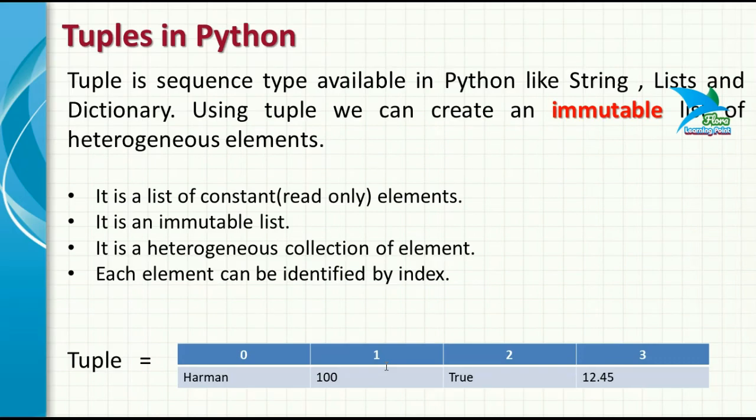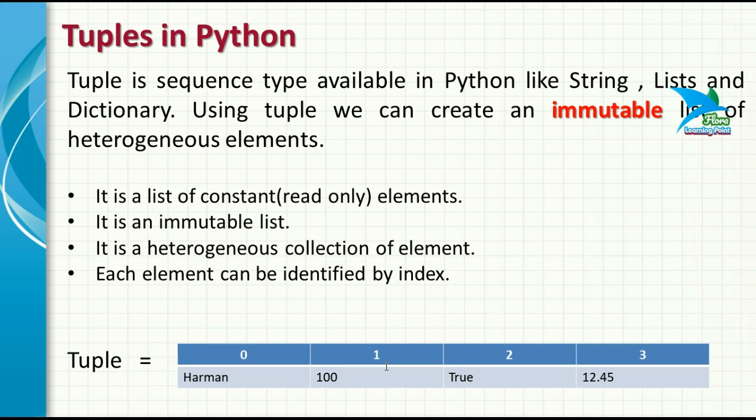So let's start our discussion with introduction to tuple. A tuple is a sequence type available in Python like string, list, and dictionary. Using a tuple, we can create an immutable list of heterogeneous elements. Immutable means you will not be able to make any change in the value of a particular element.